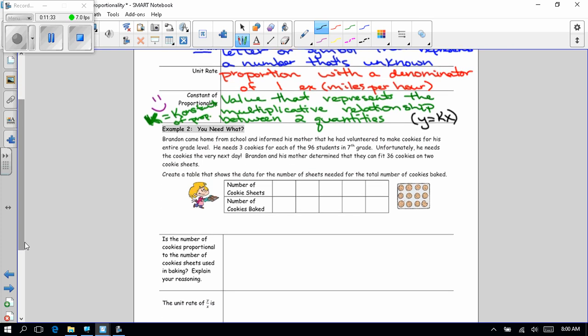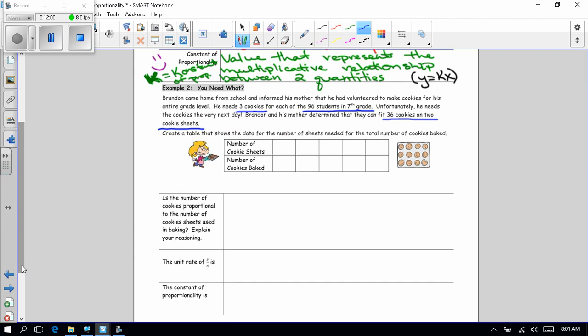Let's try example 2. Brandon came home from school and informed his mother that he had volunteered to make cookies for his entire grade level. He needs 3 cookies for each of the 96 seventh graders. Unfortunately, he needs them the next day. He didn't tell Mom until the night before they were due. Brandon and his mother determined that they can fit 36 cookies on 2 cookie sheets. All right, create a table that shows the number of sheets needed for the number of cookies baked.